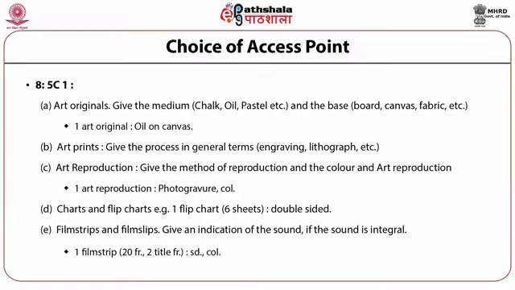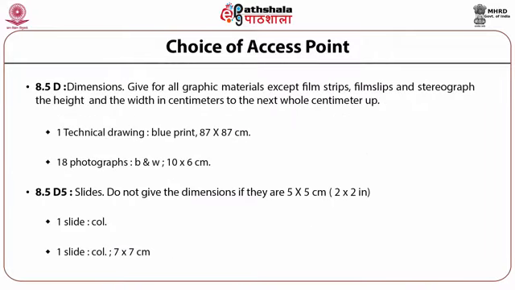So how will we write sound? I told you earlier, SD. Then if it is colored, give a full stop and write COL. COL is the short form for colored. So that you can describe it, and the dimension is the same, 7 into 7 cm. You can write 87 into 87 cm. You can write cm, or if it is given in inches, you write whatever is given in the material.